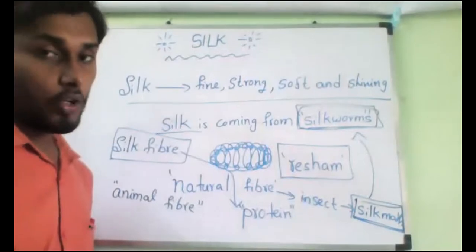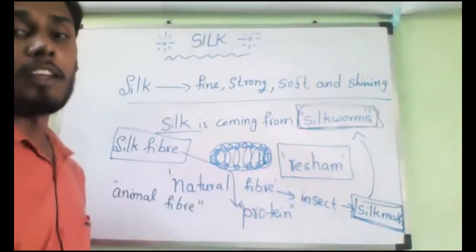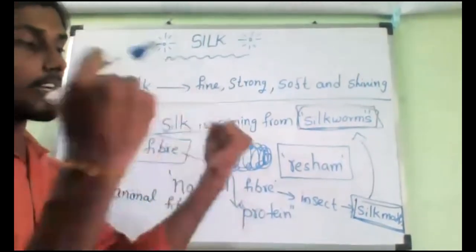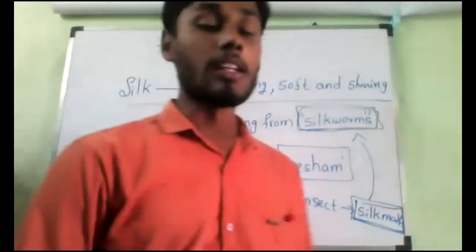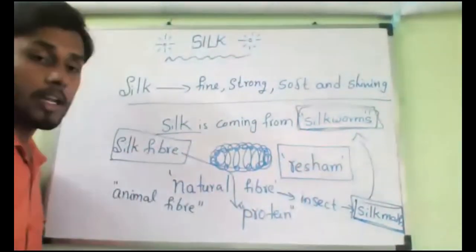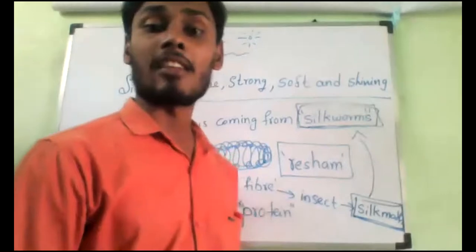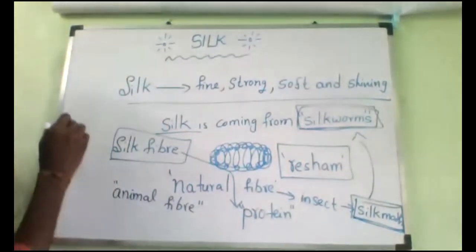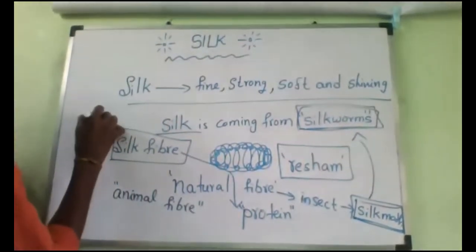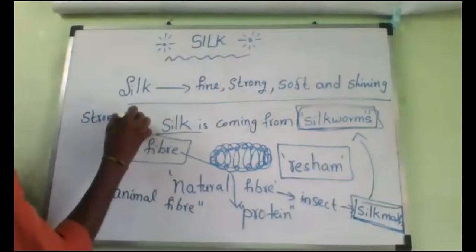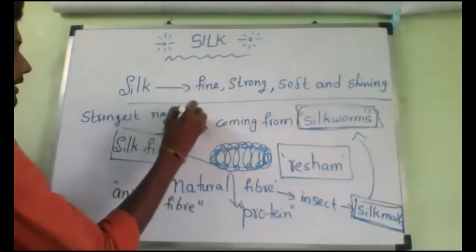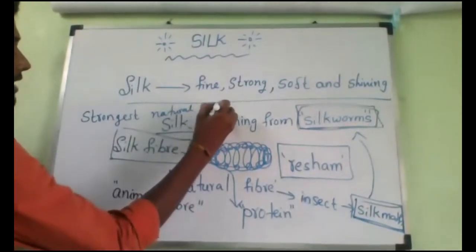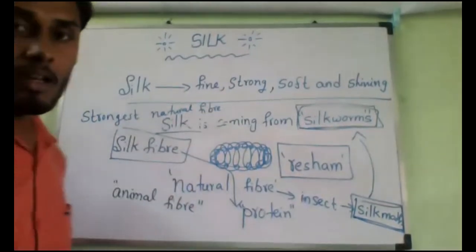Now, you can see here, it is very, very strong. We cannot even break it with our hands. It will even cut our fingers off. That is why silk is called the strongest natural fiber. All the points you should write. Strongest natural fiber it is.